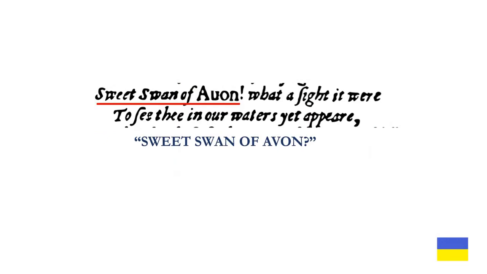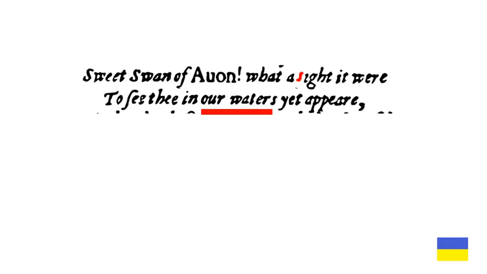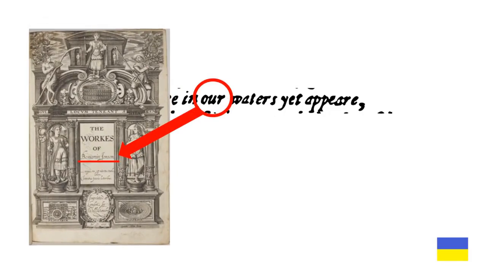Sweet Swan of Avon? More likely, Sweet Swan of Hampton Court. But what are we to make of our waters? I believe our refers to Jonson's publication of his own 1616 folio, the very first time that any playwright had produced a compilation of his works in folio format.